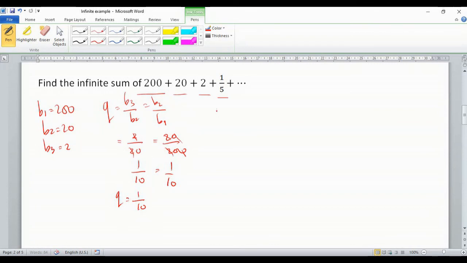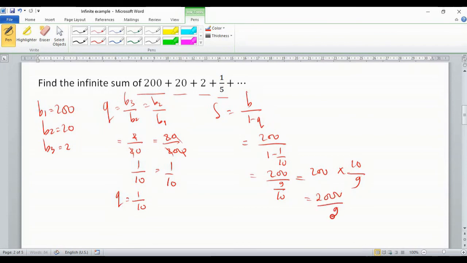So from here we can continue: S equals b1 over 1 minus r. b1 is 200, and 1 minus 1 over 10 is 9 over 10, so it is 200 over 9 over 10. So we can write it again as 200 times 10 over 9. So this one is 2000 over 9.